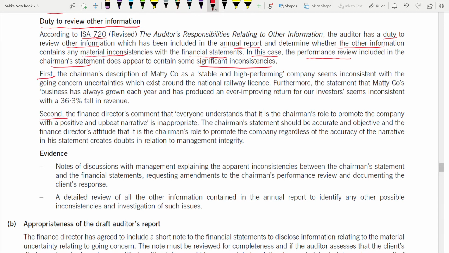Okay. What is first? First, what did they tell? Second, we are going to talk about the chairman's description of the performance. Second, we are talking about the finance director's comment. Okay, in two separate paragraphs.